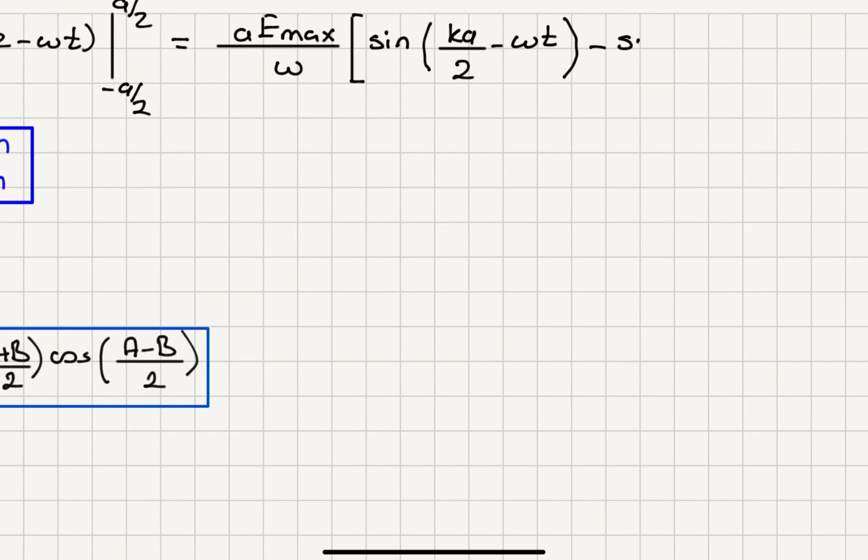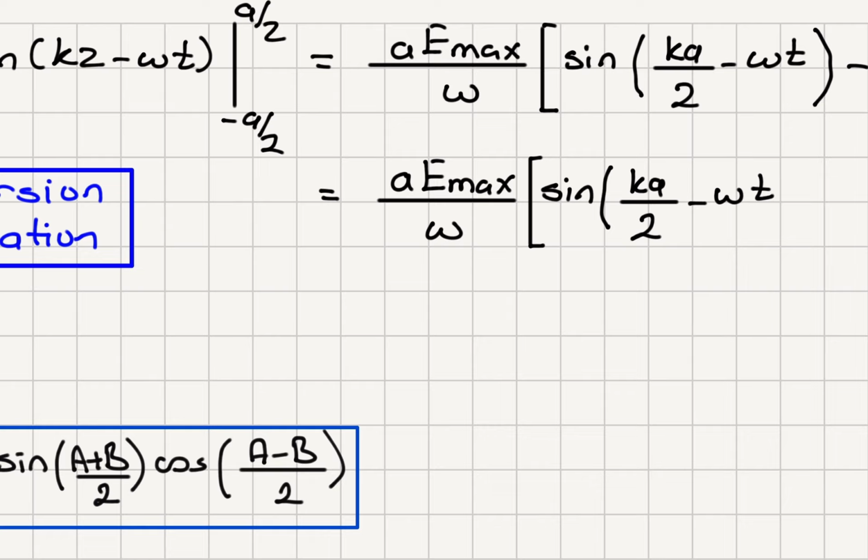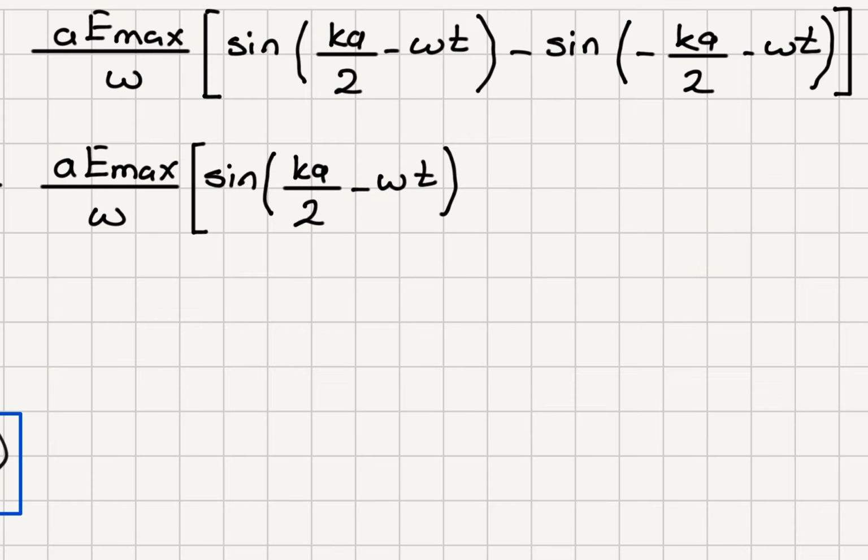Now this can be written as A E max over omega, sine of (ka over 2 minus omega t). Here I have a minus sine of minus x. Sine of minus x is minus sine x. So this is going to be plus sine of (ka over 2 plus omega t).